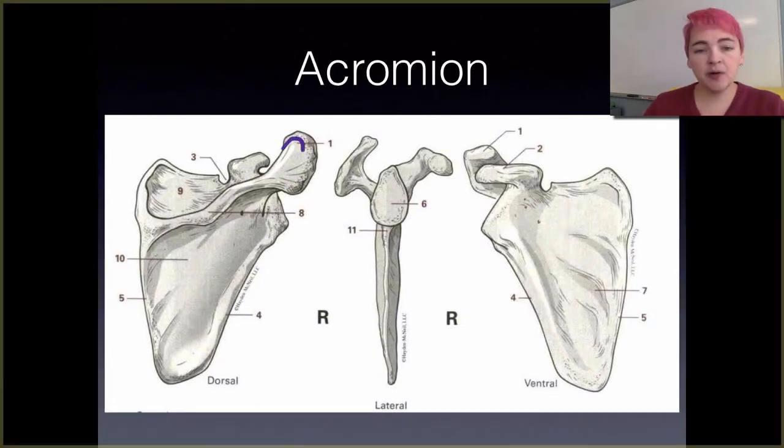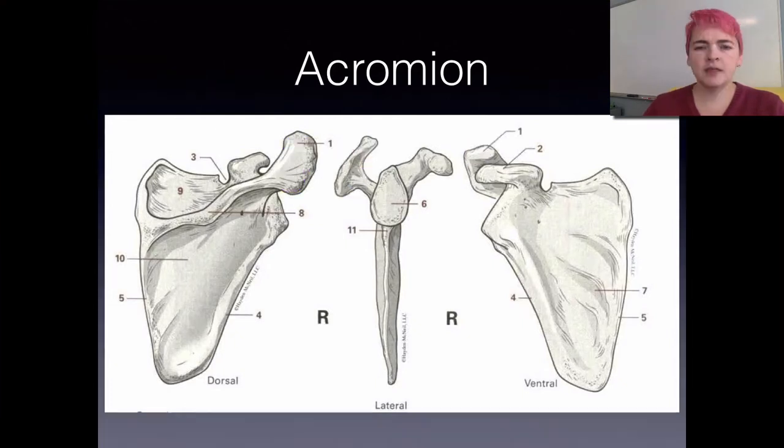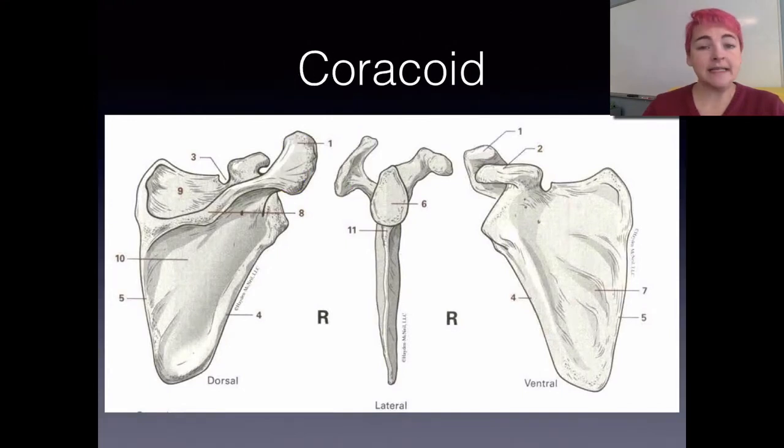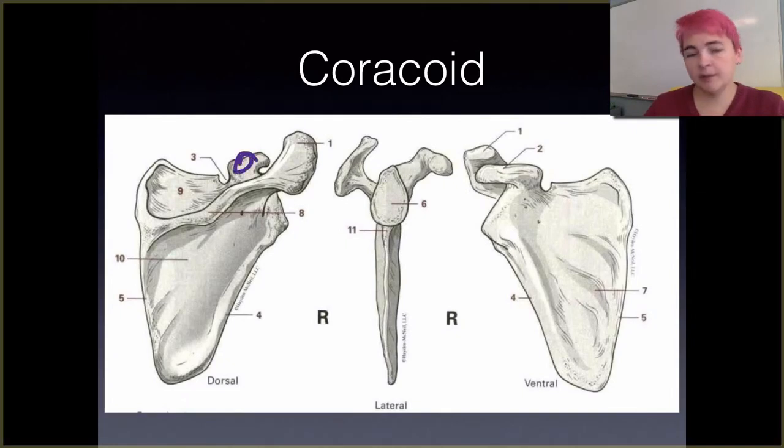It is this large process here, or this process here, or this process here, depending on which way you're looking. The other sticky outie is the coracoid. The coracoid is attached to the glenoid cavity, which we will talk about in a second. So here, here, and here would be the coracoid.